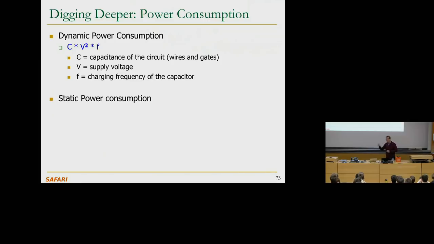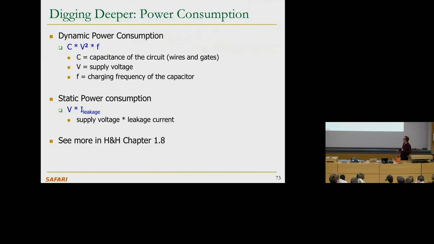And if you really want to increase the switching, it turns out you need to increase the voltage, because that enables faster switching. So there is another trade-off between performance and power over here. Let me finish this quickly. This is the static power consumption. If the circuit is not turned on, it's leaking some current, and the power consumed is essentially how much that current is times the voltage of your circuit. And if you really want to learn more about this, you should take a look at Harris and Harris chapter 1.8.